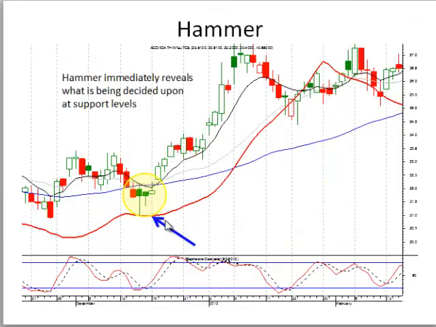The tails are very indicative of where the price is being taken back down to. Notice here at the 200-day moving average, once they have hit this moving average, somebody's starting to buy. They take it right back up again.